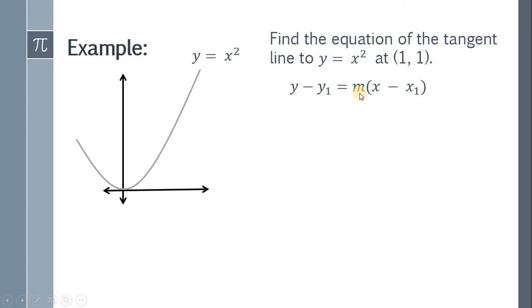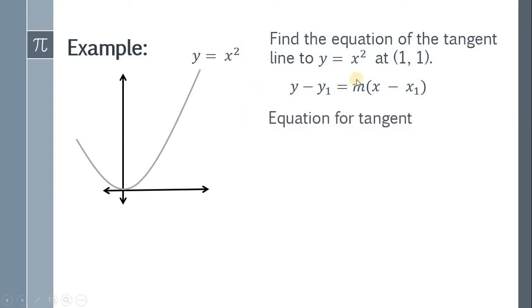Meron ka bang slope? And that's the hard part. So, yun yung kailangan natin gawin. We have a point. Given na yan eh. 1, 1. Yung x sub 1 natin is 1. Y sub 1 natin is also 1. Pero meron ba tayong slope? And the answer is wala. And that's the hard part. Yung point, that's the easy part. Yung slope, that's the hard part. At yun yung kailangan nating gamitan ng limits.